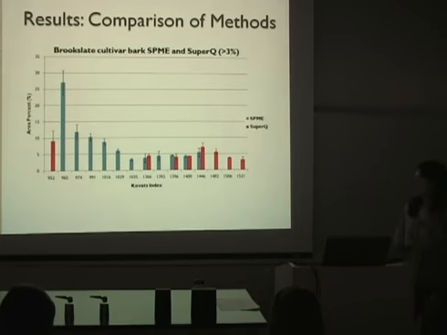So finally, I wanted to point out the bark of the Brooks Lake cultivar. We can see from this data how speedy was better at collecting the lower molecular weight chemicals. However, the super Q was better at collecting the higher molecular weight chemicals, except for these chemicals in the middle that were collected by both of the methods. And this chemical right here, that was the lowest molecular weight one, was actually collected by the super Q.